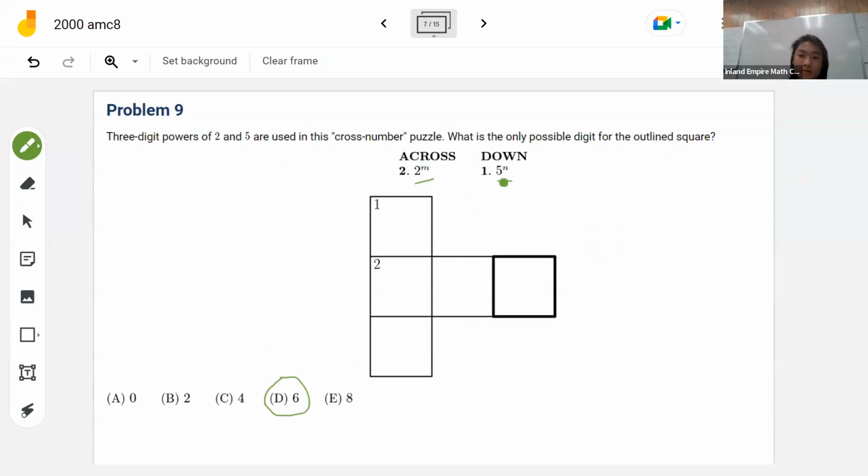And for 3-digit powers of 5, we only have 2 of those, right? It's going to be 5 to the third, which is 125. And then we have 5 to the fourth, which is 625. You'll notice that for both of these, the middle number, which is this box right here, will be a 2. All right, so that gives us our hint for the cross, which we know is a 3-digit power of 2.